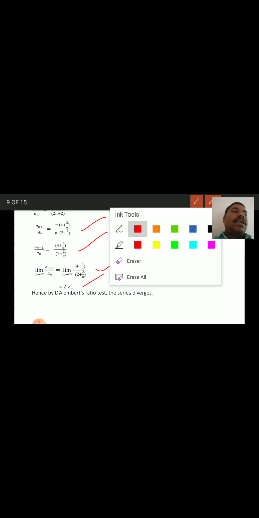So here at numerator we take an n outside, and at denominator we take an n outside, so n gets cancelled. So then apply the limit on both sides as n tends to infinity. So after applying the limit, we get 2, this is greater than 1. Then by D'Alembert's ratio test, the series is divergent.